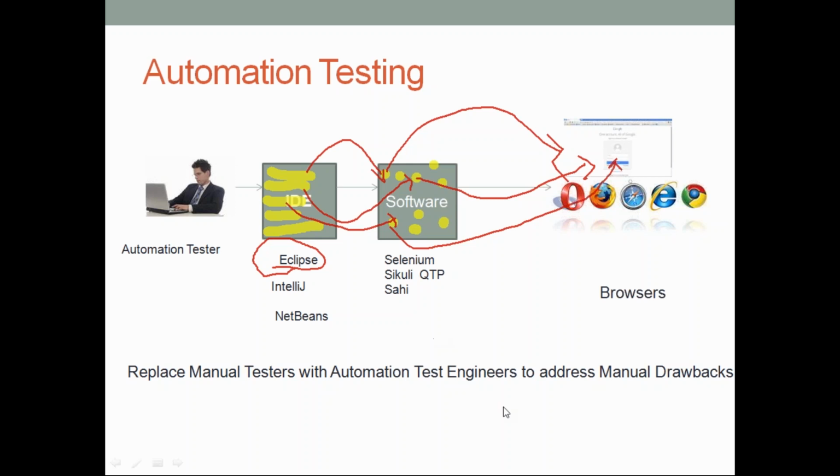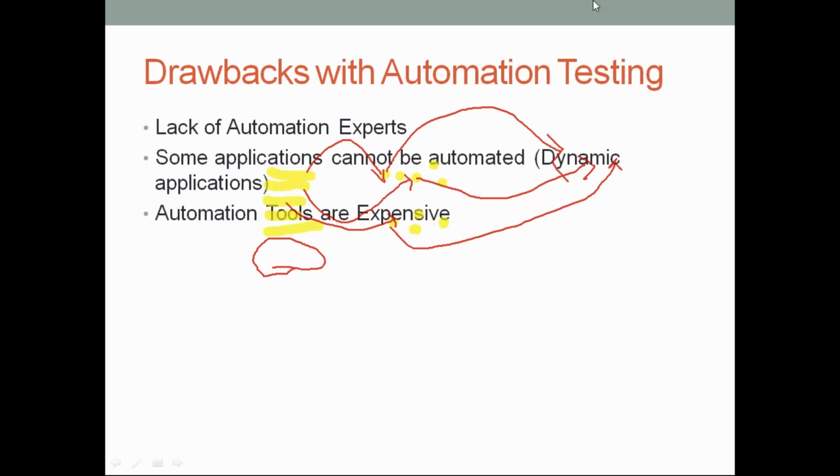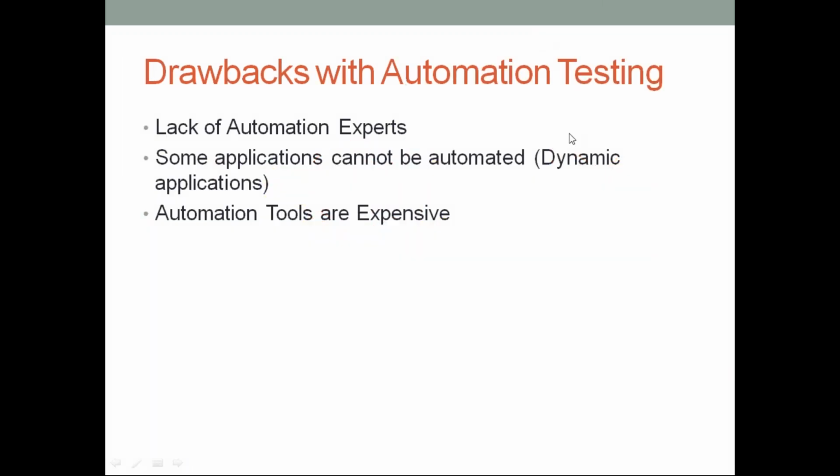However, we have some set of drawbacks with the manual process. We also have some set of drawbacks with automation testing, right? So let us try to understand what those drawbacks are and what we have to do about them. The first one over here is lack of automation experts, which is very important for us, right?